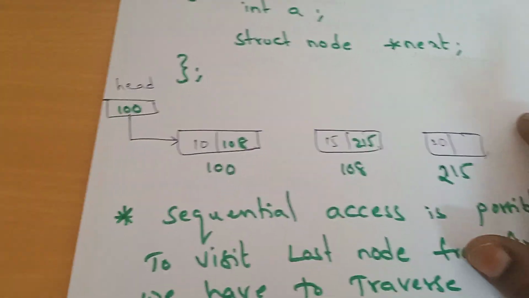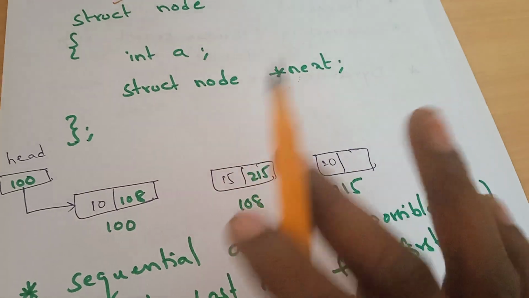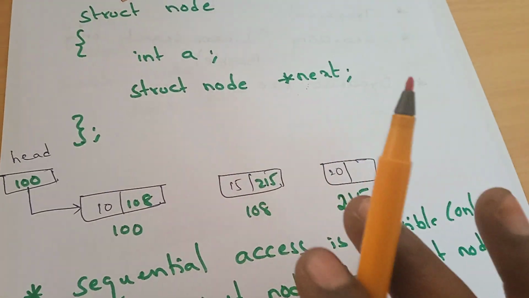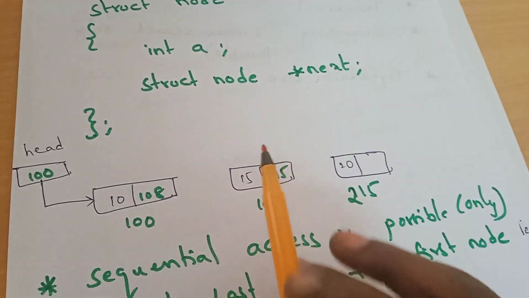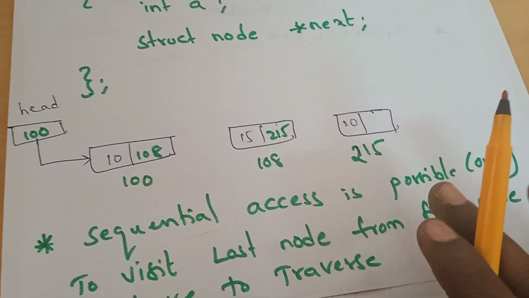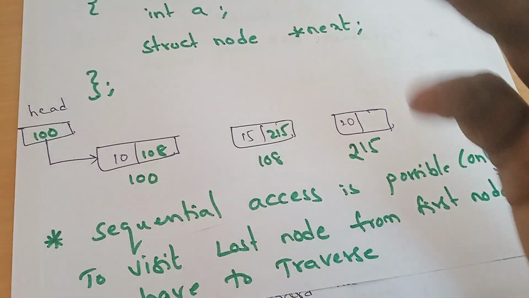Now look at the example. This is my example. So 10, 15, 20 are my values. I wanted to access, and the most important point is that a linked list is sequential access. It is not random access. You can't get an element in between as you can with arrays.